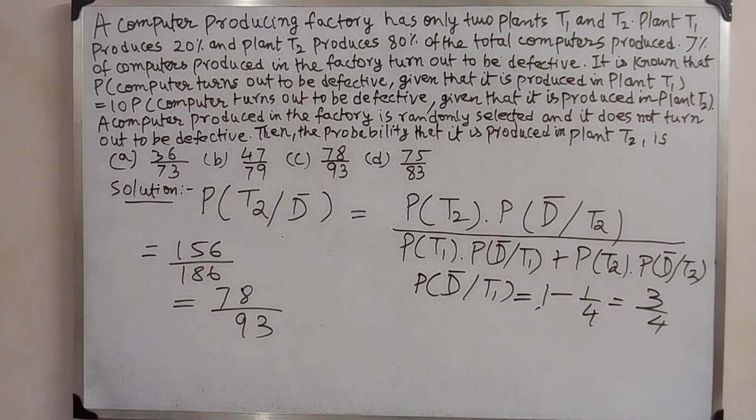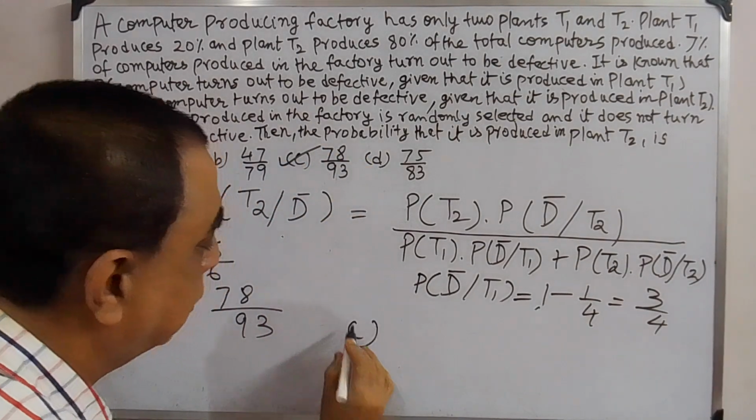Now check from the given options. So C is telling it is 78 by 93. So C is the correct option.